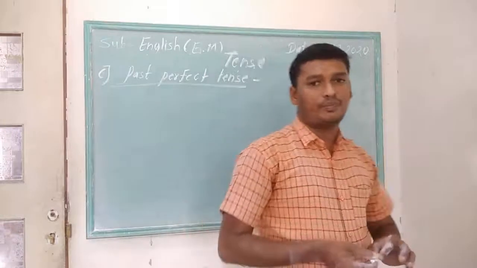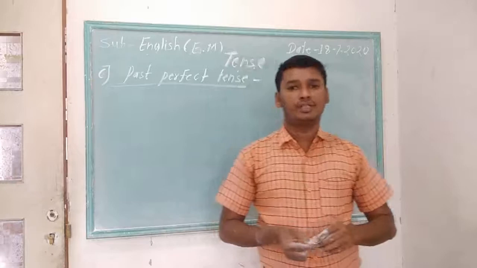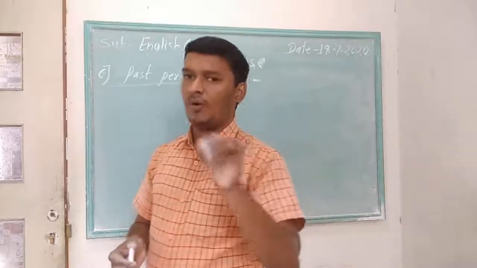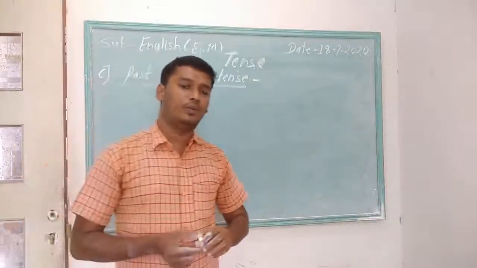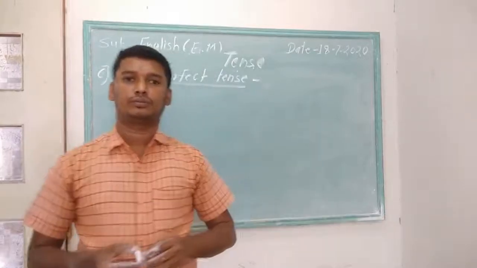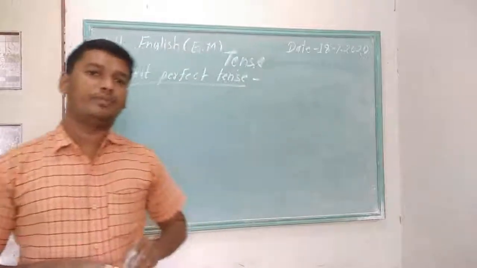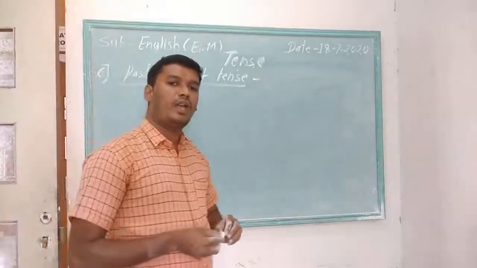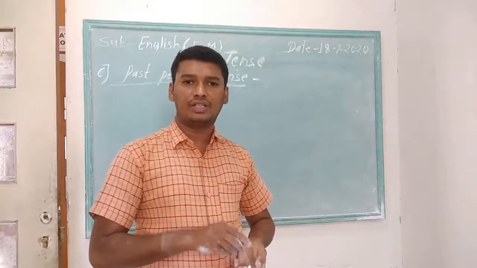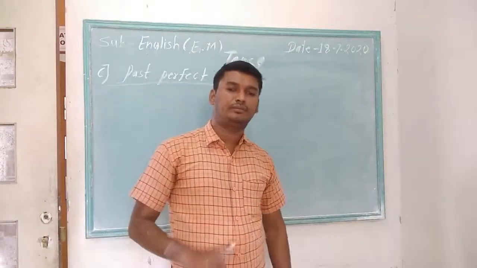Look, the structure of past perfect. What was the structure of present perfect? Yes plus have or has plus V3 plus O was the structure of present perfect. We have to just replace have or has with had in past perfect tense.